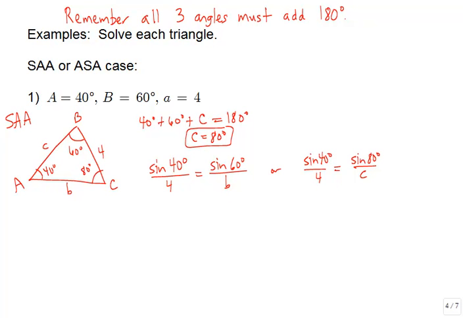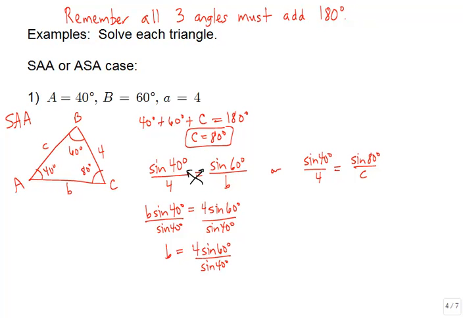Now how do you solve a proportion? Easiest, quickest way to do it is just to cross multiply. So that's what I'm going to do. So I'm going to multiply B over to the left side, and this becomes B sine of 40 degrees. And on the right side, when I multiply that 4 across, I get 4 sine of 60 degrees. And we're trying to solve for B, so I want to divide both sides by sine of 40 degrees. So B is going to equal whatever 4 sine of 60 over sine of 40 is.